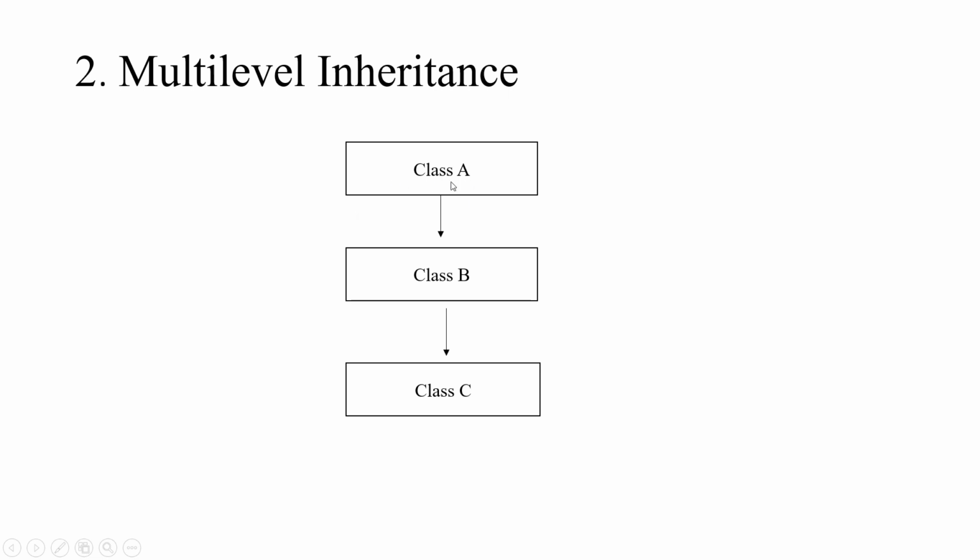So here is class A, class B and class C. Class C inherits the properties of class B, and class B inherits the properties of class A. This is multi-level because each class depends on another class, so it is level-wise, hence it is called multi-level inheritance.